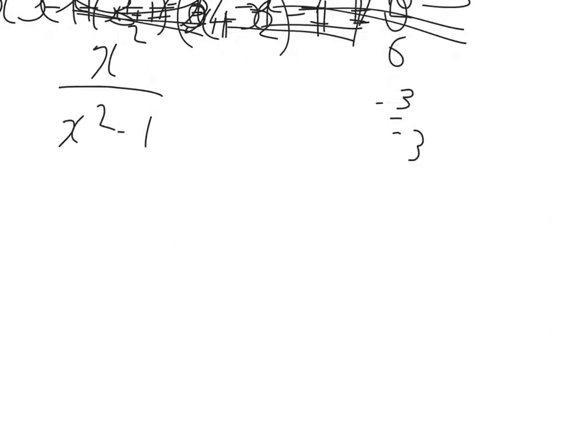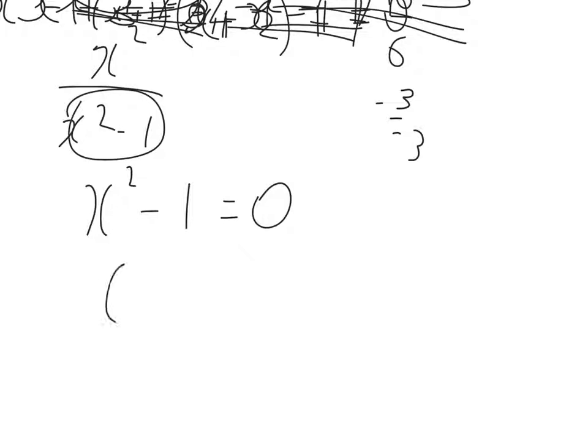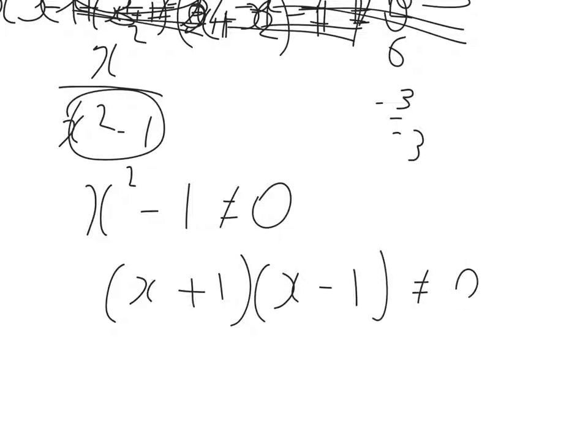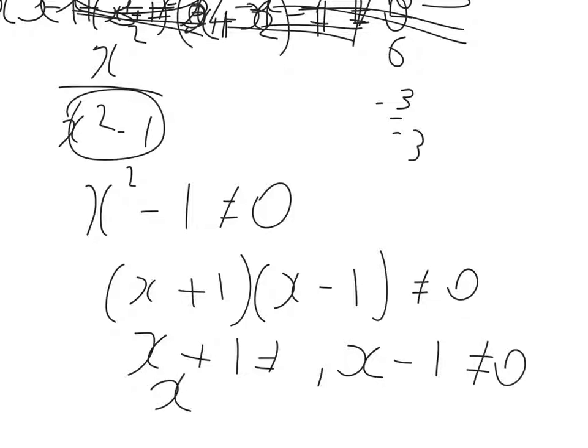Question then says find a suitable domain. So the restriction on the domain is x squared minus 1 cannot be 0, since that's the denominator and the denominator cannot be 0. So I can then do a difference of squares. X plus 1 bracket x minus 1 cannot be 0, which means x plus 1 cannot be 0 and x minus 1 cannot be 0. Therefore, x cannot be minus 1 and x cannot be 1.